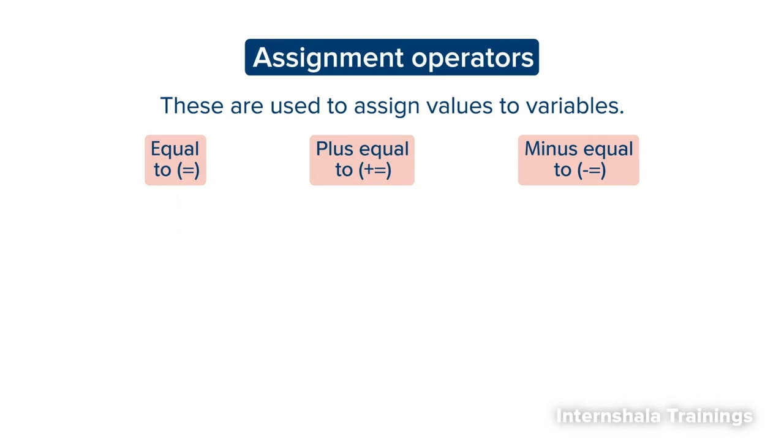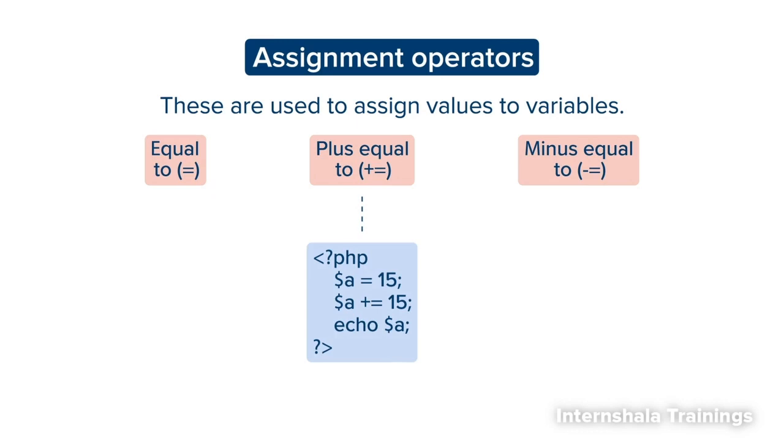Next, we have plus equal to assignment operator. Let us see its examples first to understand better. This operator increases the value of the left operand by the value of the right operand. I suggest you pause the video for a moment and figure out what will be the value of a variable that will get printed. If you have calculated the value as 30, you are right.